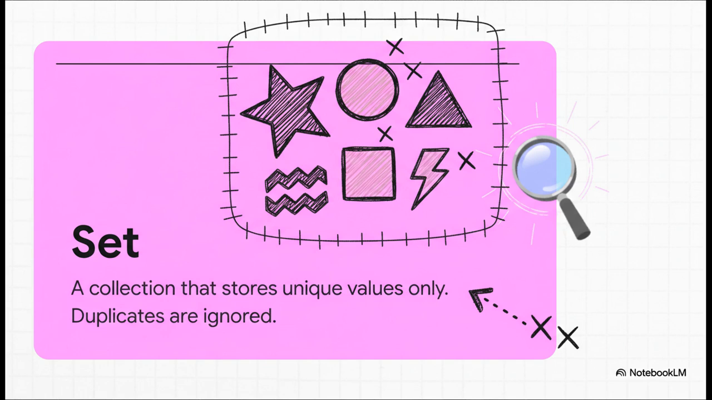Next is the set, and its job is beautifully simple and singular. It stores a collection of unique values. That's it. If you try to add a value that's already in the set, it just quietly ignores it. No duplicates, ever. It's a fantastic little tool for enforcing uniqueness.